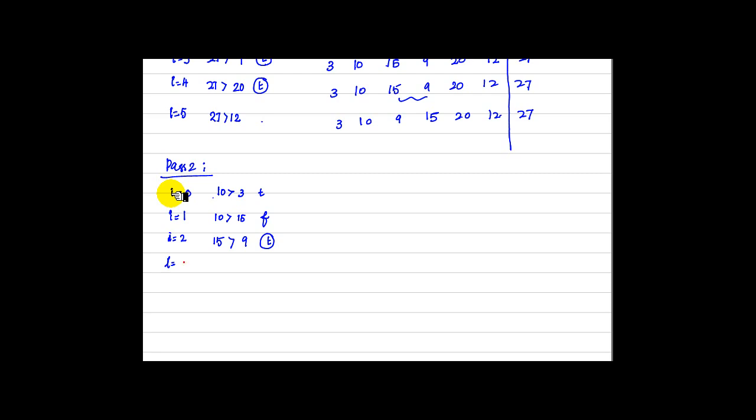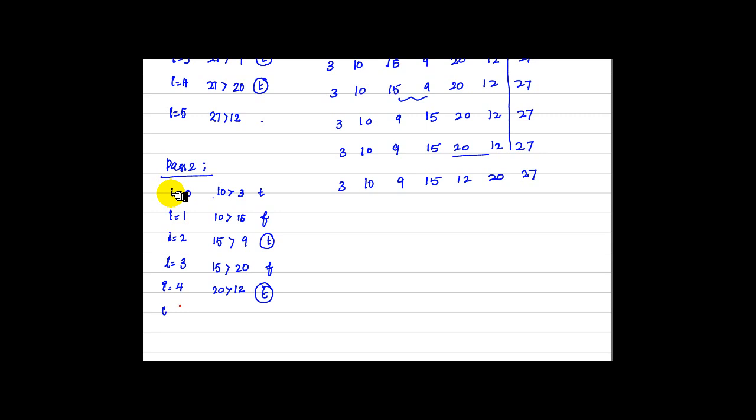Now I gets incremented to 3. Checks whether 15 is greater than 20. False. So we are not going to have any interchange between the elements. It remains as such. Now it checks with I equal to 4. Is 20 greater than 12? Yes, it is true. Hence we have an interchange between these two elements, and we have 12 over here. 20 and 12 get swapped.